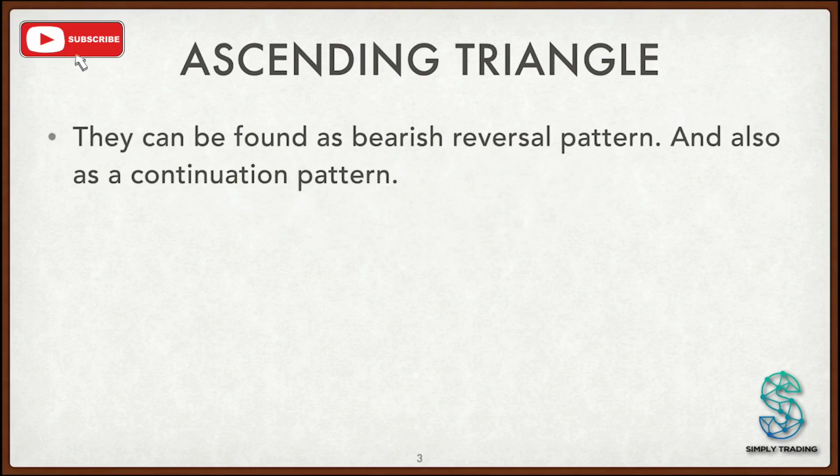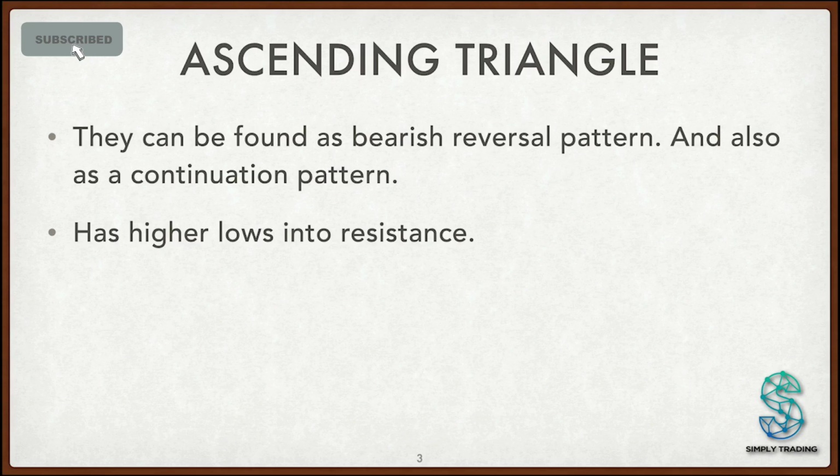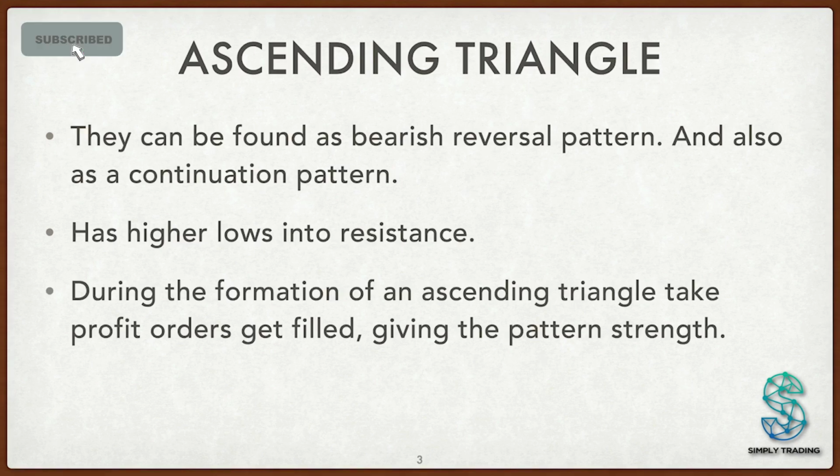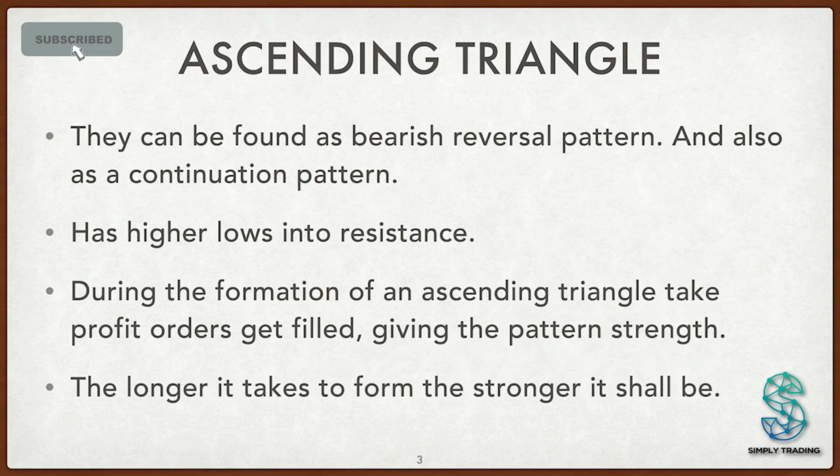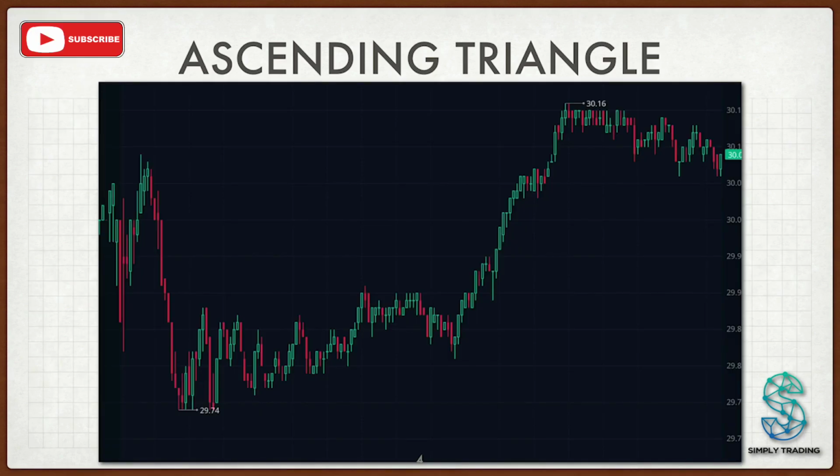They can be found as a bearish reversal pattern and also as a continuation pattern. They have higher lows into a point of resistance. During the formation of ascending triangles, take profit orders get filled, and this gives the pattern strength, and we're going to go over that in just a second. And the longer it takes to form the pattern, the stronger the pattern will be.